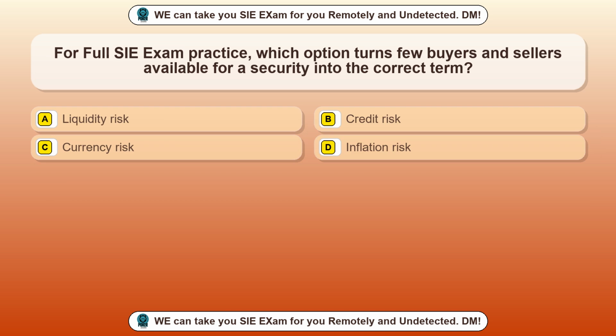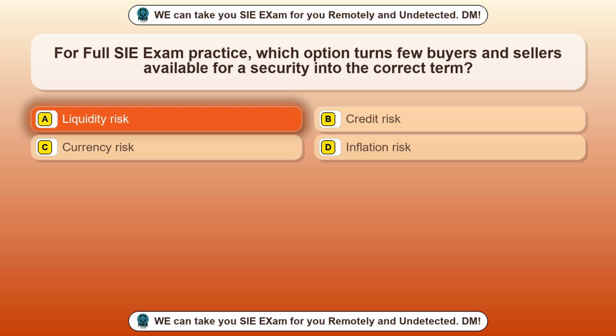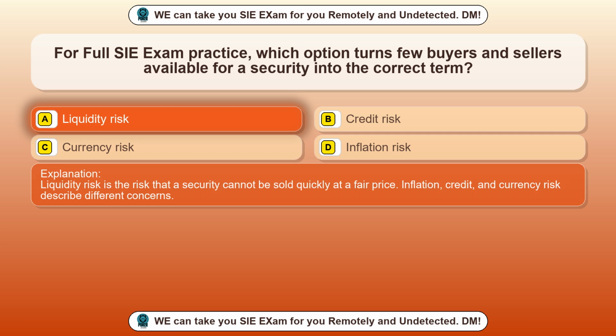Question 74. For full SIE exam practice, which option turns few buyers and sellers available for a security into the correct term? Option A, liquidity risk. Option B, credit risk. Option C, currency risk. Option D, inflation risk. The correct answer is option A, liquidity risk. Liquidity risk is the risk that a security cannot be sold quickly at a fair price. Inflation, credit, and currency risk describe different concerns.